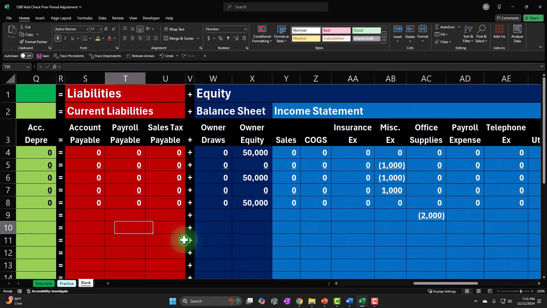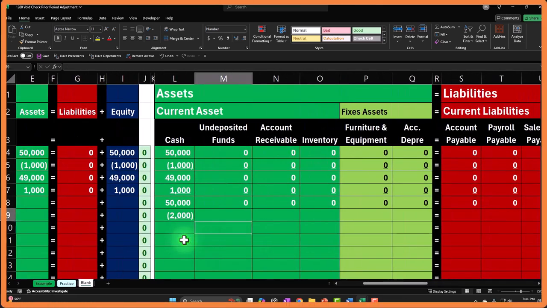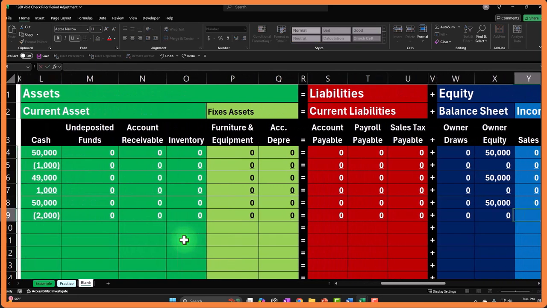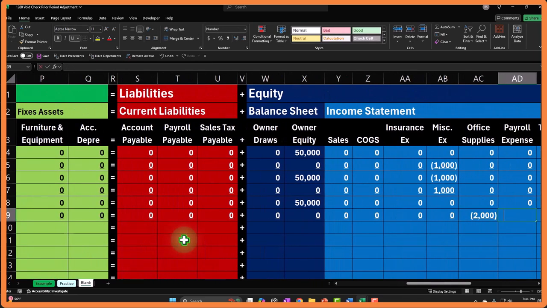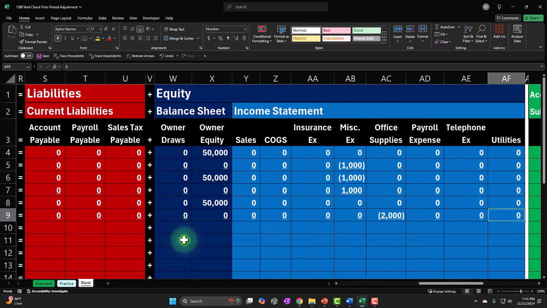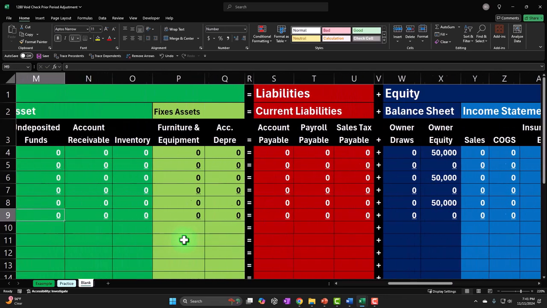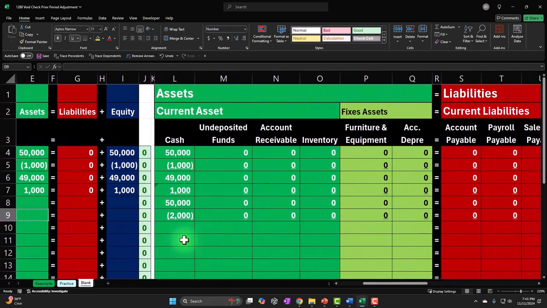So now let's put our zeros in here. That's our normal check transaction. Zeros across. I should just put zeros in the whole thing again. I still think I should just start that way, but I'm still debating if I want to do that.